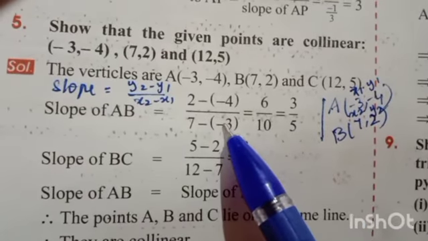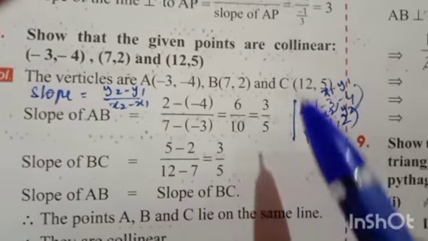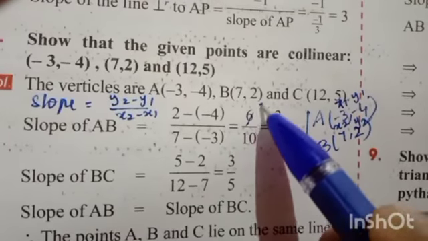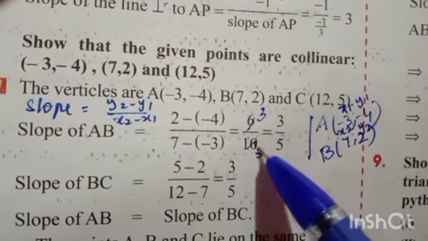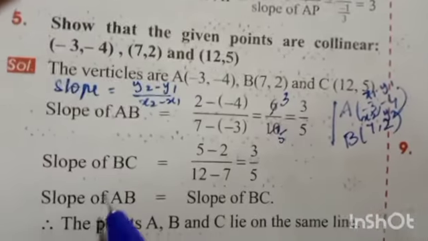Minus into minus plus. So 7 plus 3, 10. So 2 is a common factor. 3 2s are 6, 5 2s are 10. So 3 by 5. Next, slope of BC.